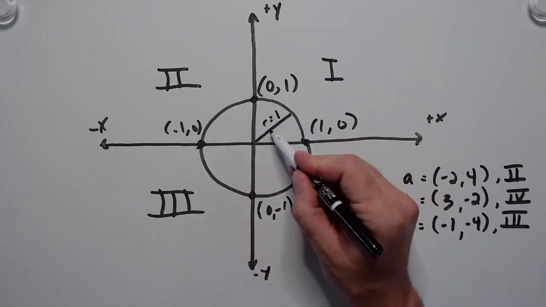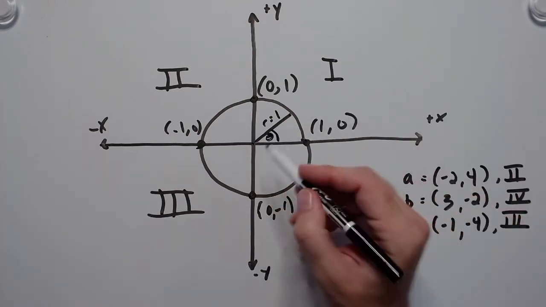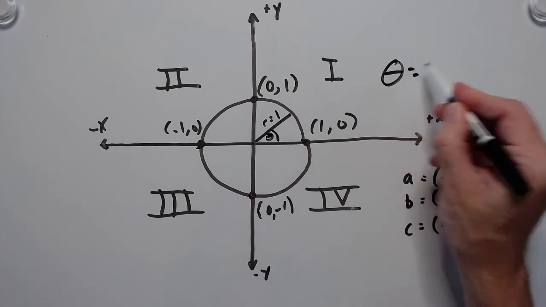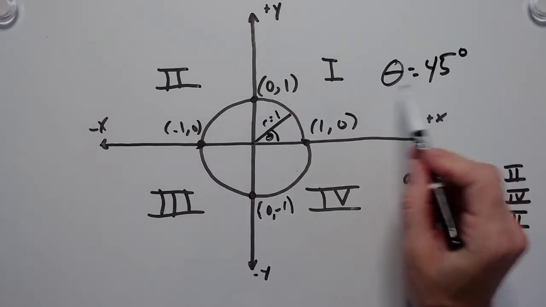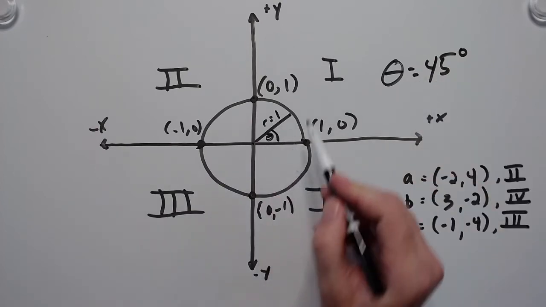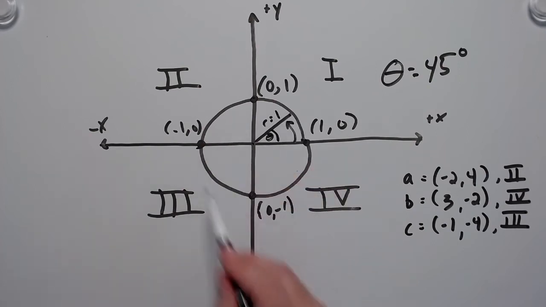So let's just say that this angle, and we'll use our theta, is equal to 45 degrees. Again, we use this symbol to denote an angular rotation from this point up to this point. We're rotating about the unit circle.